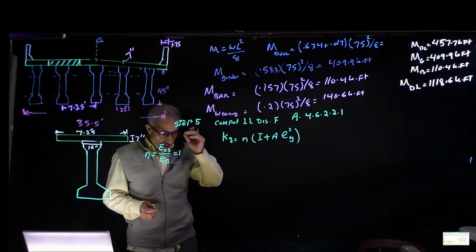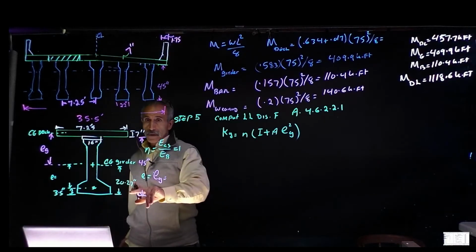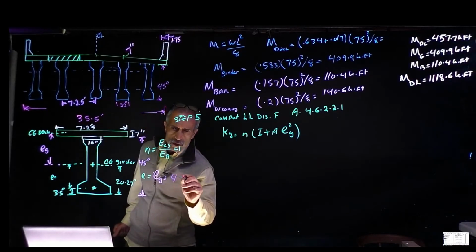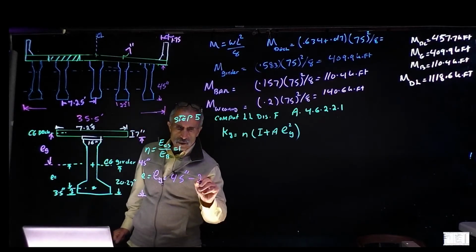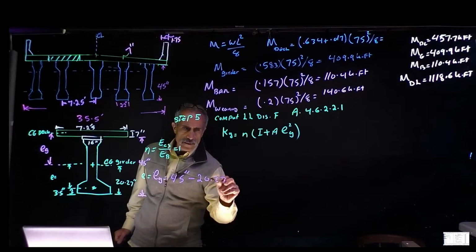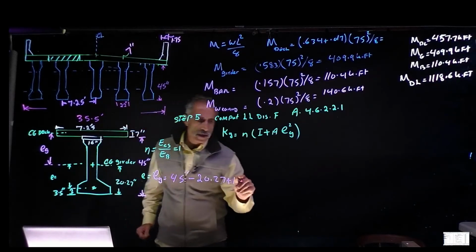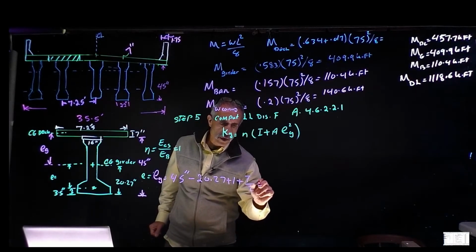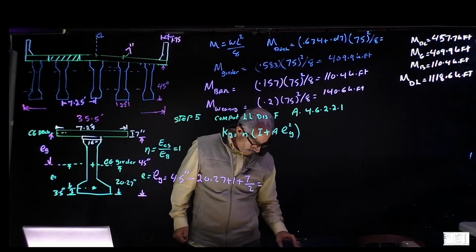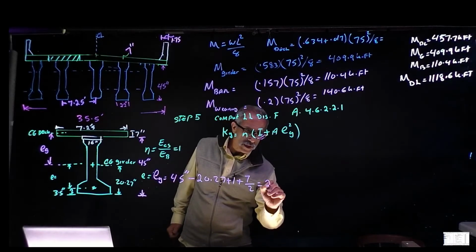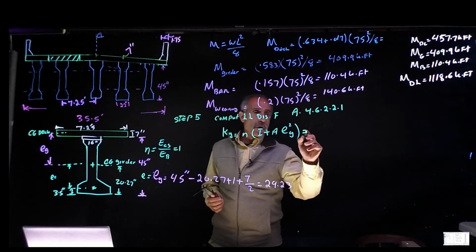And then our eg, let me bring up the calculated eg. Our eg from here to here is 45 inches. So I've got 45 inches, and then let's take off this much, which is 20.27. Then I've got plus 1 inch of haunch, and then plus halfway through there, which is 7 inches divided by 2. And that should give me 29.23, 29.23.